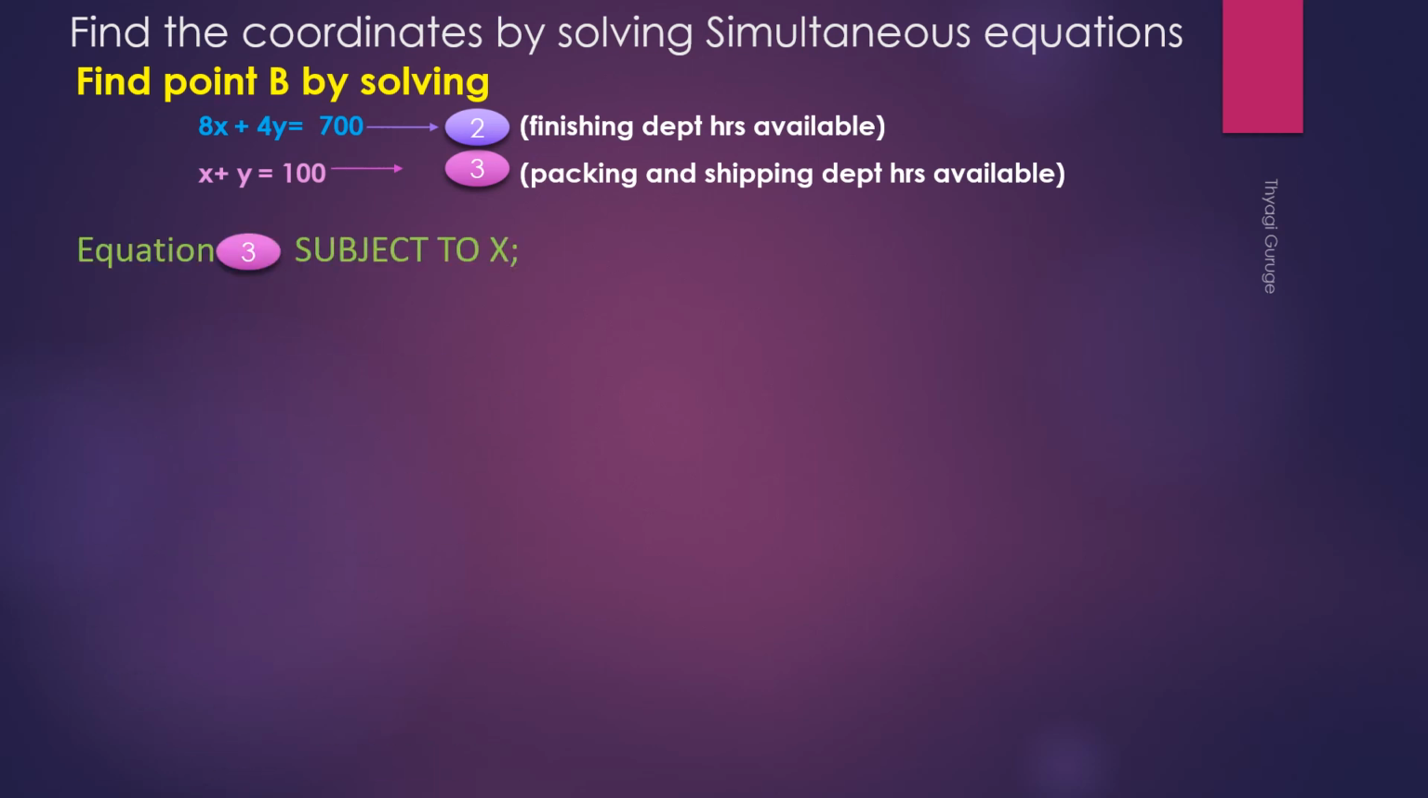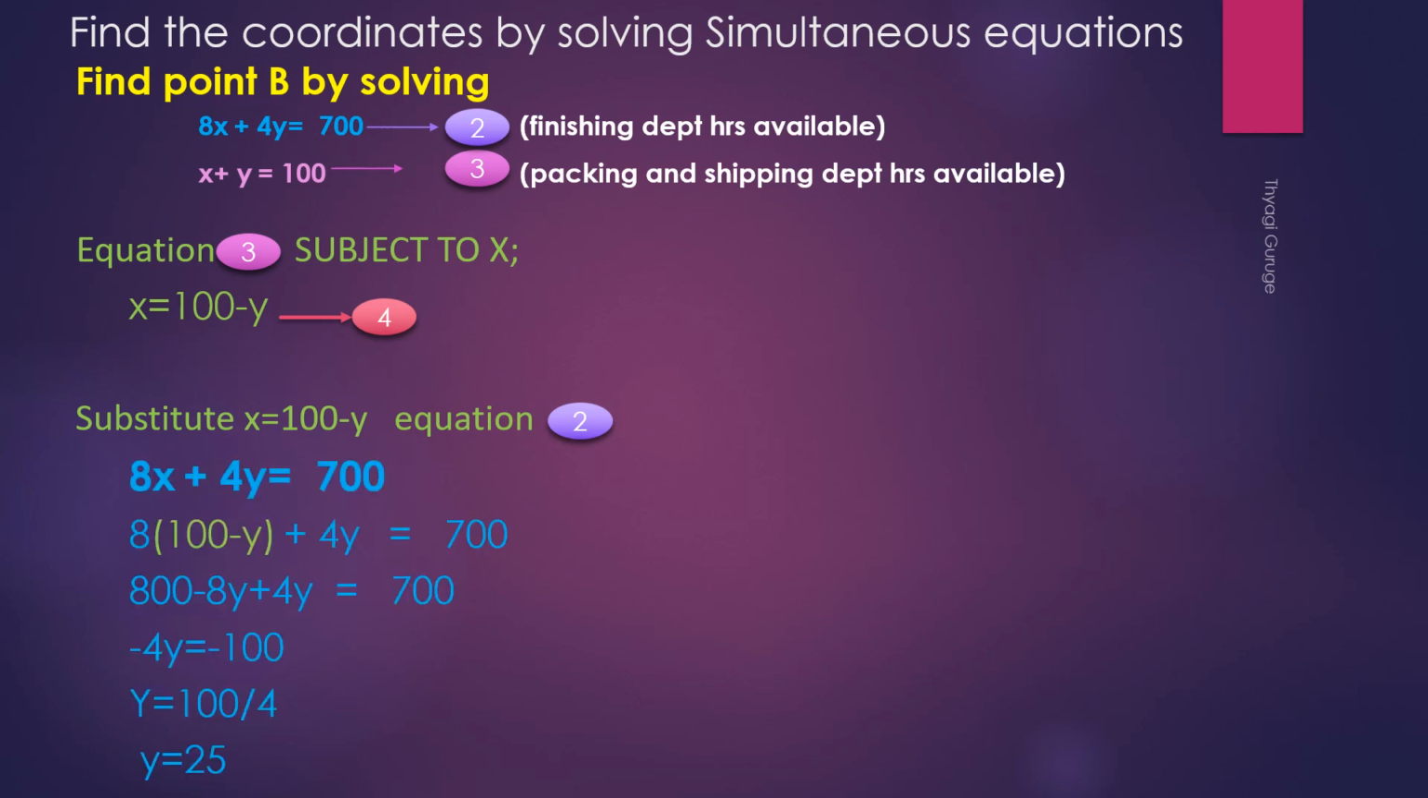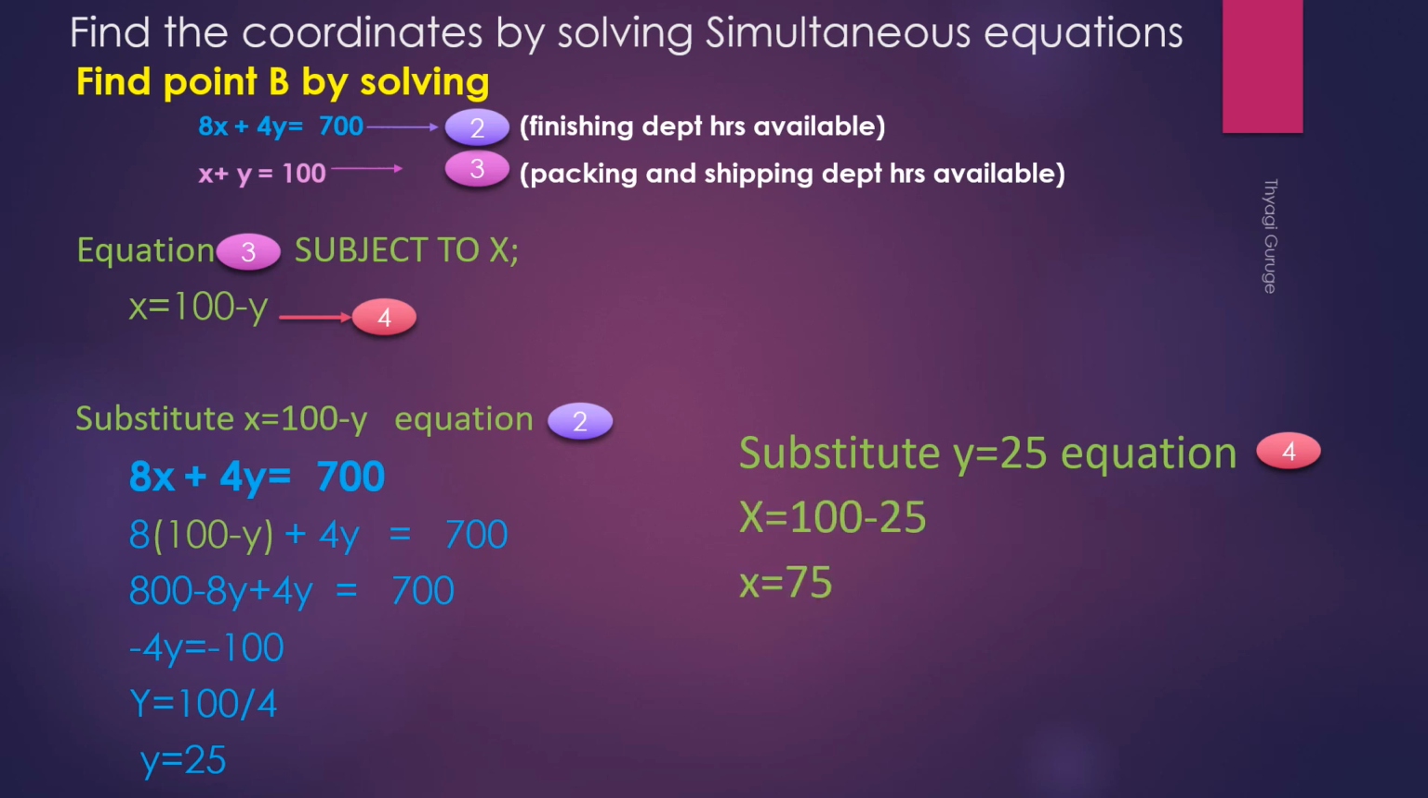First, I will get equation number 3 and I will make it subject to x. Then, I will get an equation that is x equals 100 minus y. That is my fourth equation. Then, I will substitute this value into equation number 2. Ultimately, I got y as 25. Then I substituted y equals 25 into my equation number 4. By substituting, I got the ultimate value of x as 75.